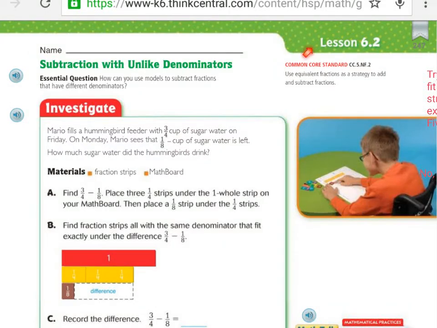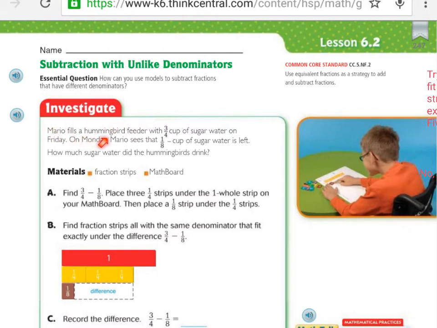Welcome! Today's lesson is 6.2. We're going to be subtracting with unlike denominators. Yesterday we added them, today we're going to be subtracting with them. So our essential question: how can you use models to subtract fractions that have different denominators?